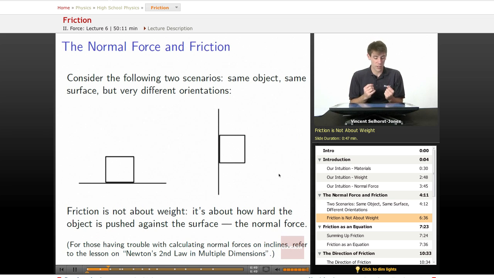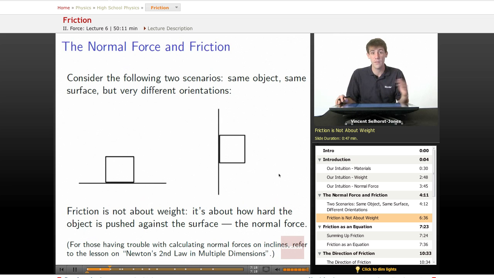It's the normal force. And for those of you having trouble with calculating normal forces on inclines, which will come up later in our examples, if you're having any difficulty with that, I'd recommend you refer to the Newton's second law in multiple dimensions lecture, which is a few lectures back. It'll give a great explanation of how normal force comes up when you've got some angle theta in your incline. You need to calculate just how much of the force of gravity is perpendicular and how much is parallel to the surface, because that'll really come up later.